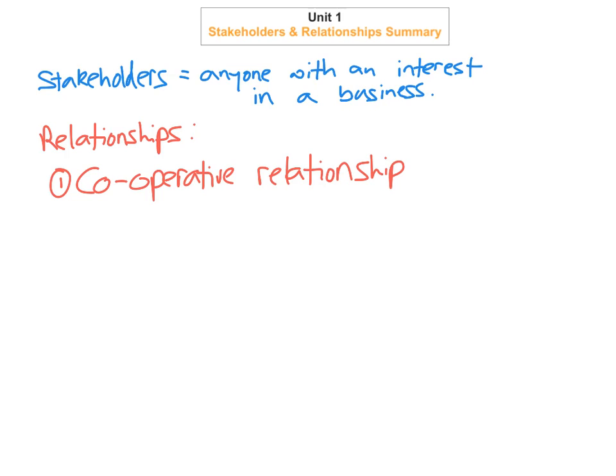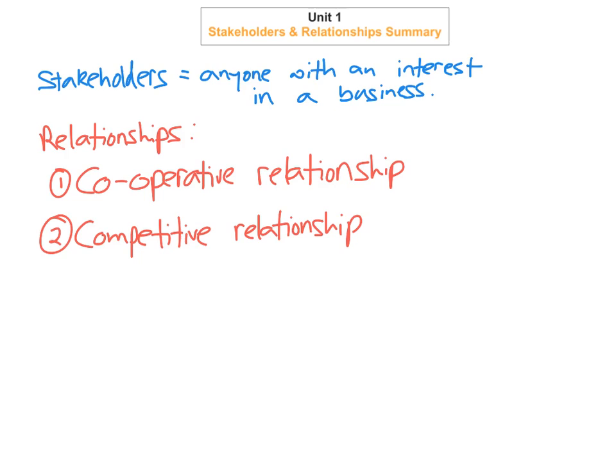The next type of relationship that exists between people and business is a competitive relationship. And this is because stakeholders and businesses sometimes want completely different things. So they can be in constant competition with each other. An example of this might be businesses want to have the highest price possible, where the consumers want to have the lowest price possible. So they're going to be in competition against each other. So that is kind of like a win-lose situation. Someone's going to win and someone's going to lose.